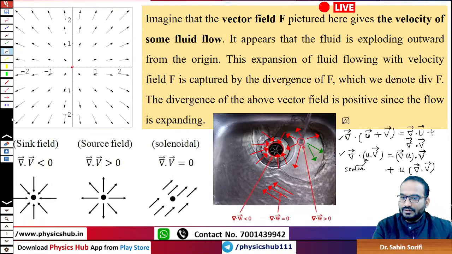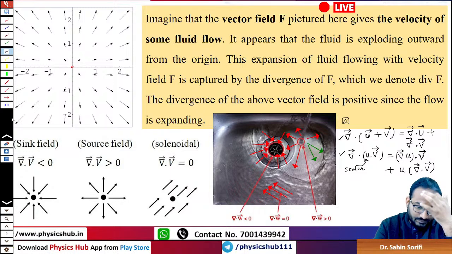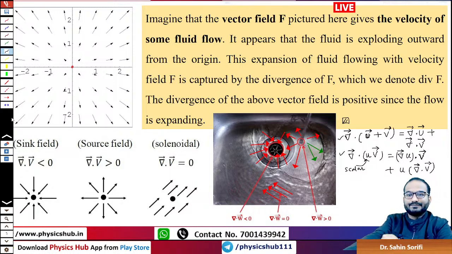So I think you have understood divergence pretty well. If you have any question you can ask. Let me give you an idea about the curl after that. Curl is also very simple thing.